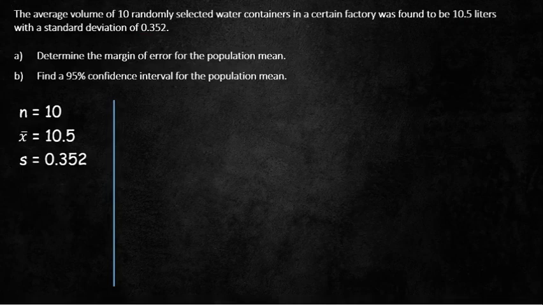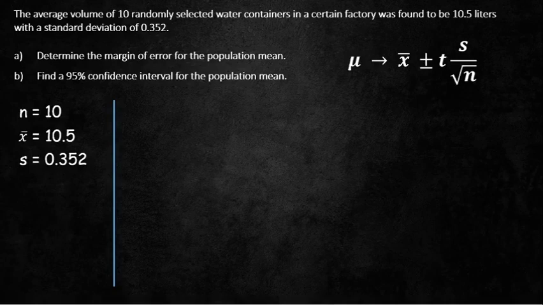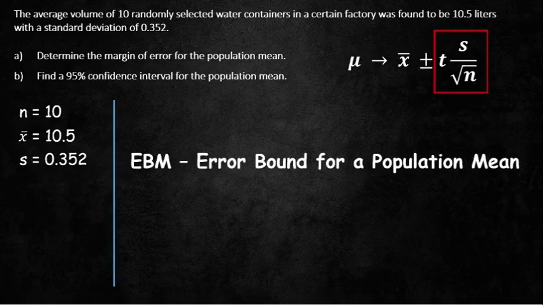In order to answer letters A and B, we will be needing this formula. The confidence interval for the population mean mu is going to be within x bar plus minus t-value or t-score times the sample standard deviation over the square root of n. This section here is the formula for our margin of error or EBM. EBM stands for error bound for a population mean.